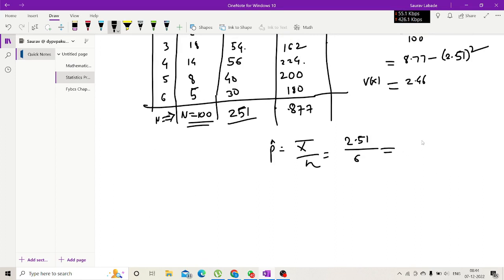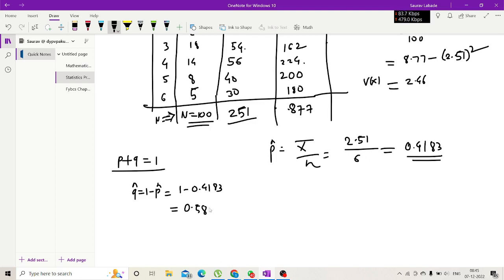So p estimate will be 0.4183. Okay, if you just divide this, you will get this p estimate. Now from the p estimate I can get the q estimate. You already know the relation between p and q, right? P plus q equals 1 in the binomial distribution. So q estimate will be 1 minus p estimate, so that will be 1 minus 0.4183. If you do this subtraction, you will get 0.5816. Right, that is my q estimate. Okay, that is the answer.